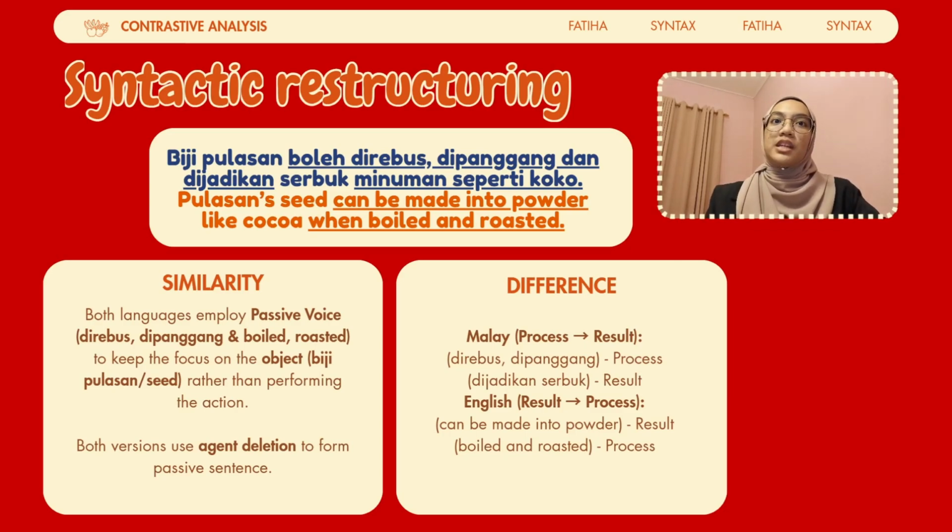So let's begin with a very strong syntactic similarity, which is both languages actively choose to employ a passive voice construction instead of the active voice. In Malay, this is achieved through the passive prefix di in verbs like direbus, dipanggang, and dijadikan. While in English, this is mirrored using passive verb phrases like can be made and then the implied when they are boiled and roasted.